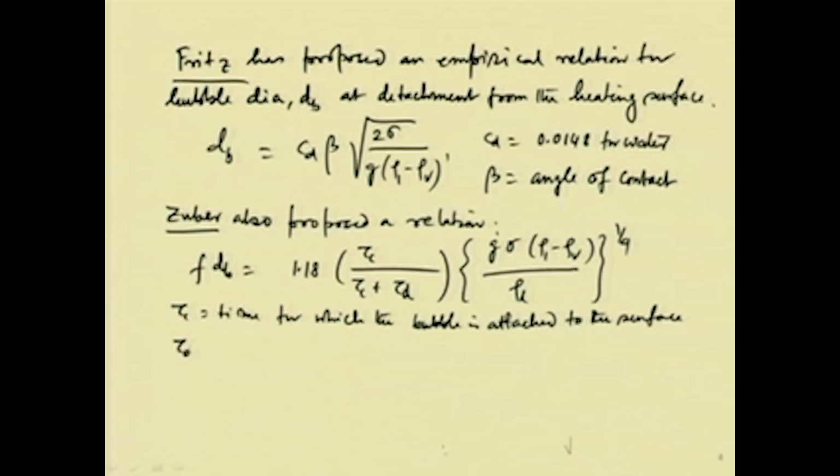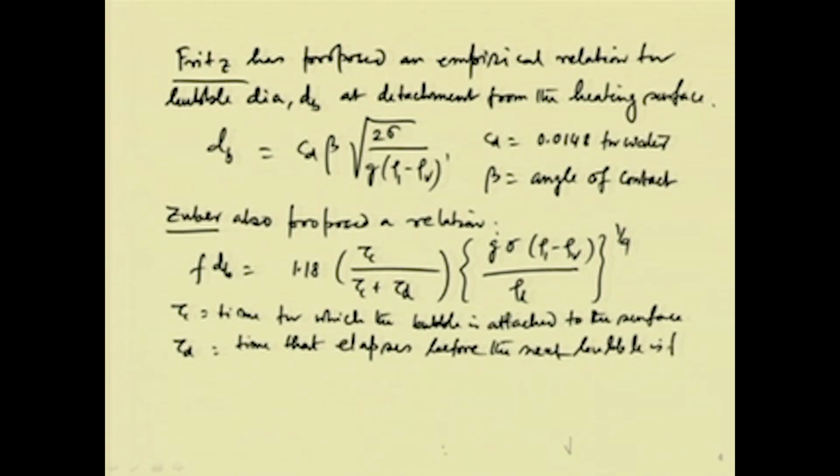Then tau d is the time that elapses before the next bubble is formed. Okay. And then F is called the frequency of bubble formation.